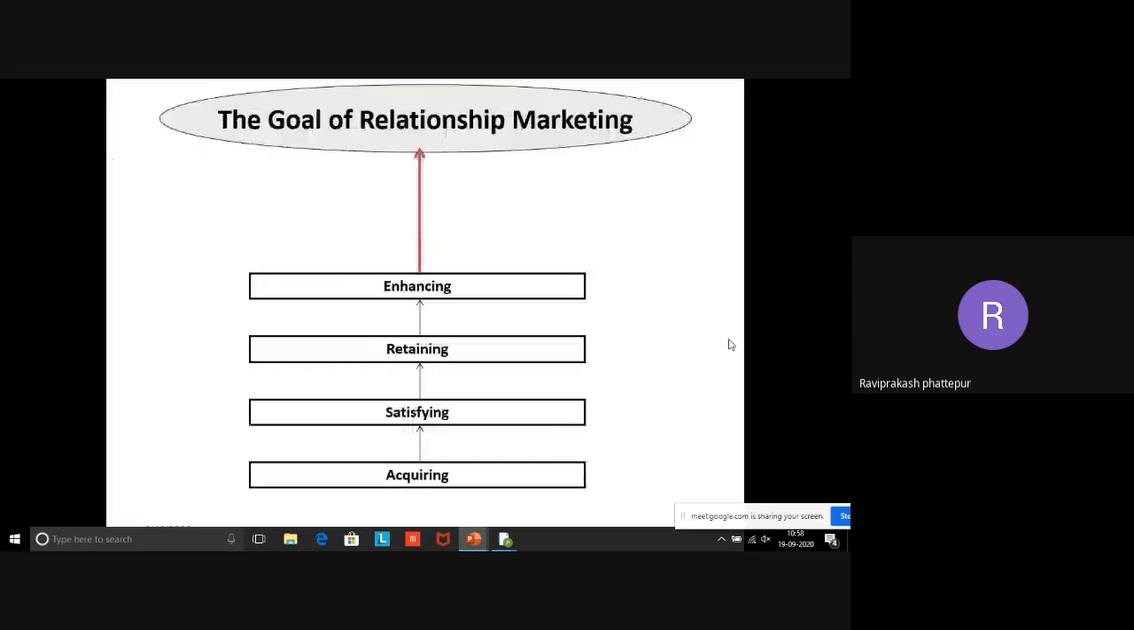Okay. Next, goal of relationship marketing, where in the first step we need to acquire the customer. Next, we need to keep him satisfied. Third one, after keeping him satisfied, we need to make sure that he is retained with us only. And next one, when he is becoming our partner, the service delivery process would be enhanced.